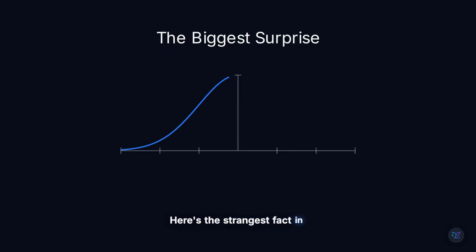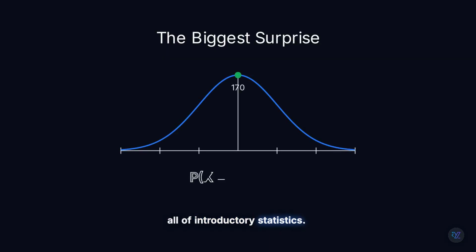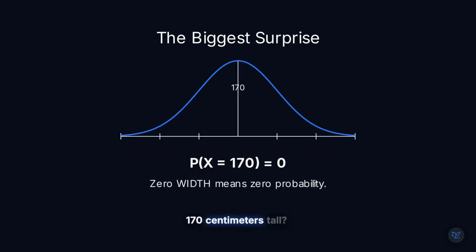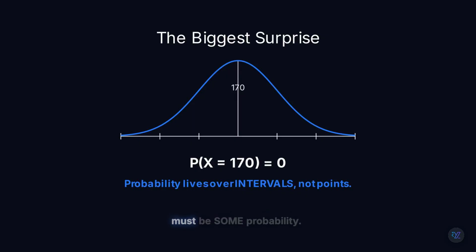Here's the strangest fact in all of introductory statistics. Suppose I ask, what's the probability that someone is exactly 170 centimeters tall? Most people would say there must be some probability. Actually, there isn't. P of x equals 170 is 0. How can that be? Because between 169.9999999 and 170, there are infinitely many more possible heights. One exact value has essentially no width, and something with 0 width contains 0 probability.